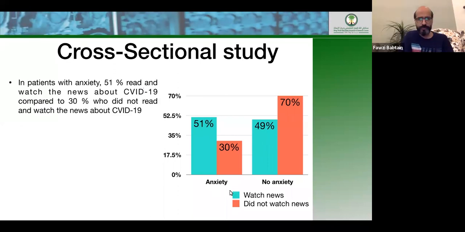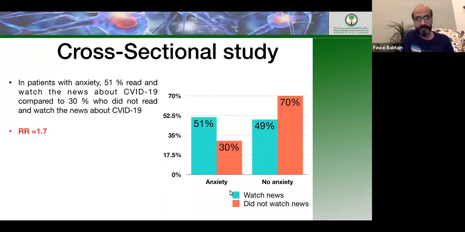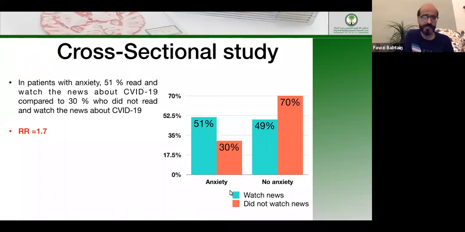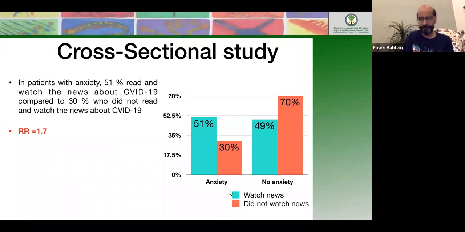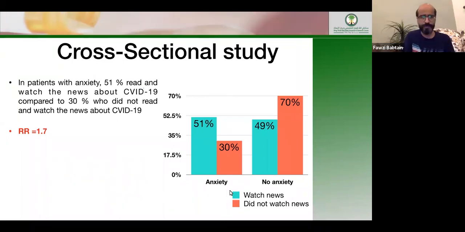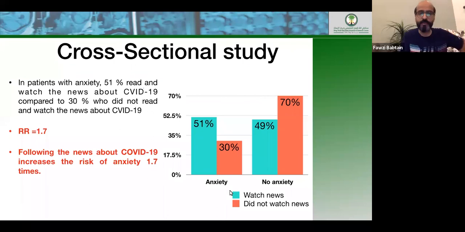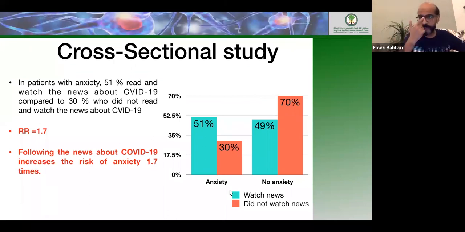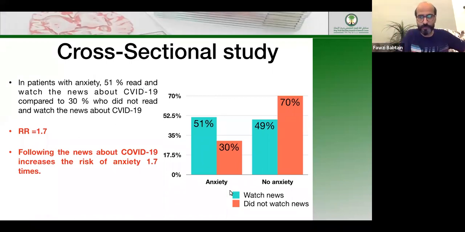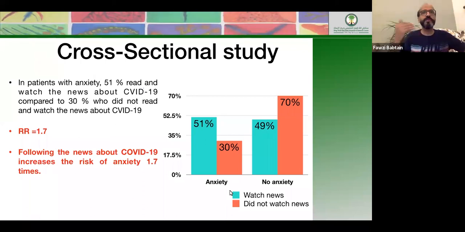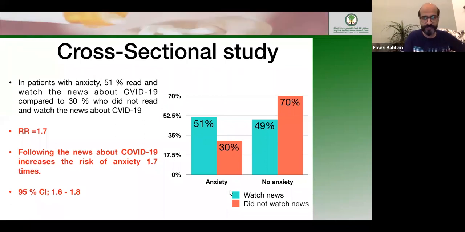Now, let me do more. Yeah, I can describe this, but I don't want to go into details. Because this is a cross-sectional study, I estimated my relative risk, and the relative risk was 1.7, which means following the news about COVID-19 increases the risk of anxiety by 1.7 times. It means there is an increased association between watching more news, or at least 5 hours or more of news about COVID-19, with anxiety. And this is the 95% confidence interval.